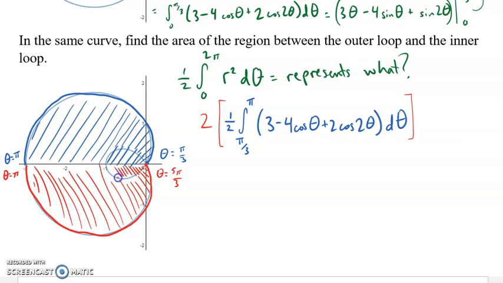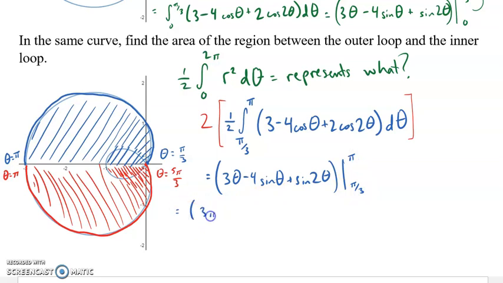This is going to give us the entire area bounded by that outer loop, including the stuff in the inner loop. Alrighty, cool. So once again, the 2 and the 1/2 cancel out. That's pretty common. We're going to integrate this exactly the same way. We're going to get the 3, it's already right here, 3 theta minus 4 sine of theta plus sine of 2 theta. And we're going to evaluate that at pi and at pi over 3 and subtract the results.